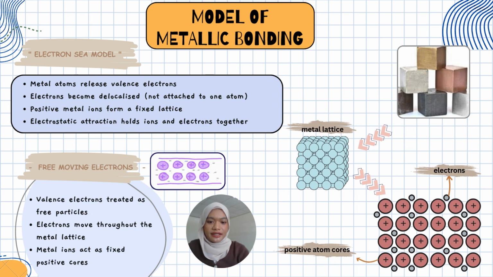We need to understand that the valence electrons are free to move. They are said to be delocalized. So what does delocalized mean? These electrons can move and be shared among many atoms, so that it gives the metal its electrical conductivity. However, metal atoms become positive ions. These free electrons are attracted to the positive metal ions, thus creating a bond.